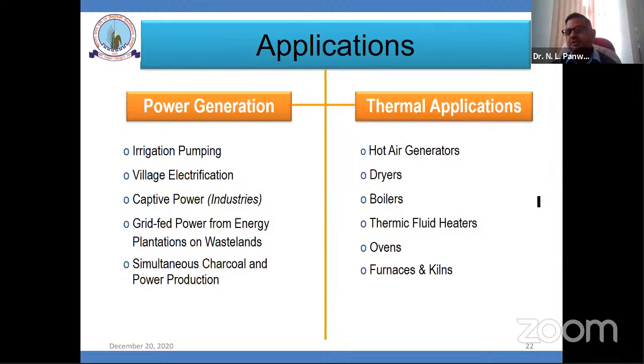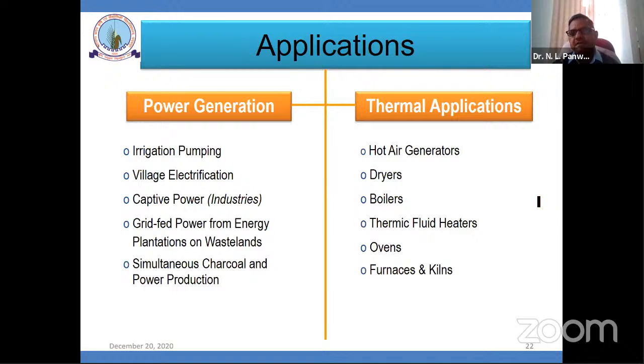Whatever crop residue is available, say you have 5, 6 or 10 hectares of land, then you can collect your crop residue, dry it, make pellets and feed them into a small gasifier. Then you can fulfill your energy requirement. So for irrigation pumping, there is no issue.